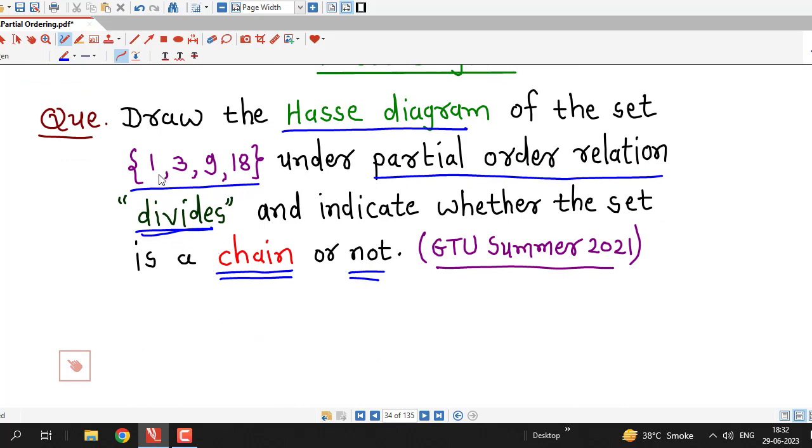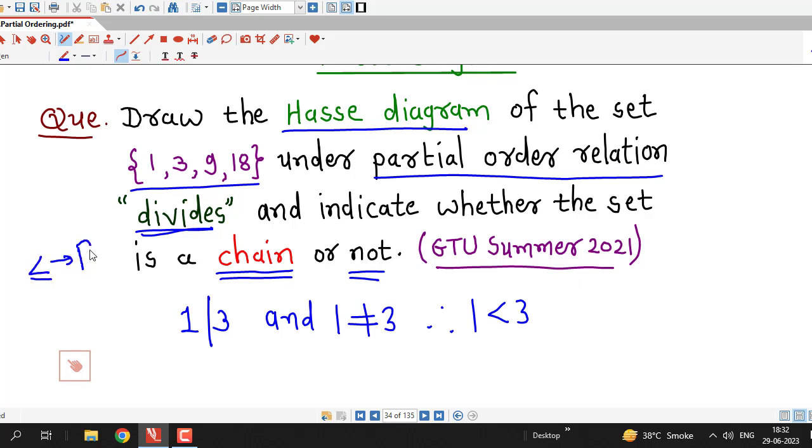Here the relation is the divides relation, and it is clear that 1 divides 3 and 1 is not equal to 3. Therefore we can say that 1 is less than 3. We know that less than or equal to is the notation for a partial order relation, and less than is the relation associated with every partial order relation, but here we are not considering equality. So that is the meaning of this.